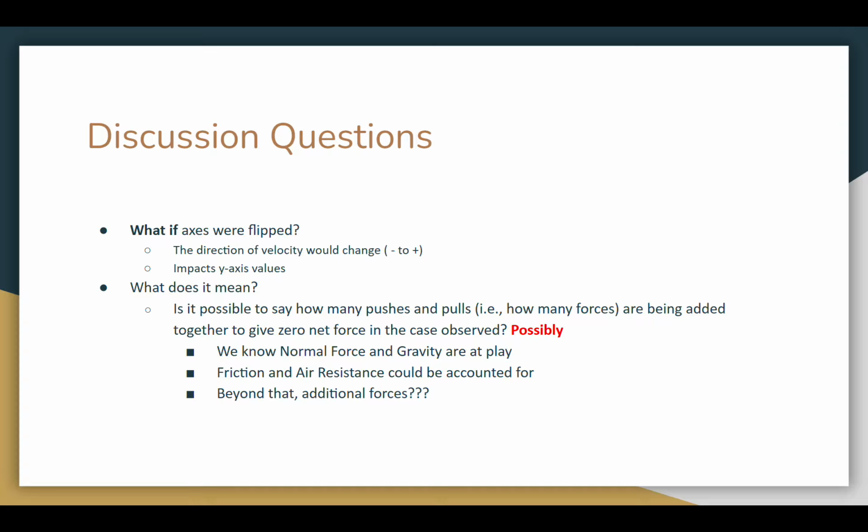And what does this mean in terms of net force? In terms of finding how many push or pull forces are in this case, the question is basically asking, am I able to count how many there are? It's possible because we know normal force and gravity are at play as they cancel out in the y direction. Friction and air resistance are also at play, which I didn't account for in this case, but they can be. Beyond that, I don't really know what other additional force could be applied. So you probably could take a good educated guess, but there's no guarantee to know how many forces are given to net zero.